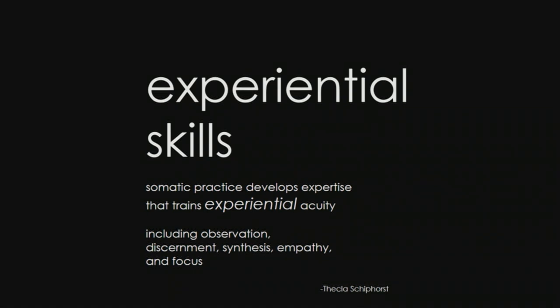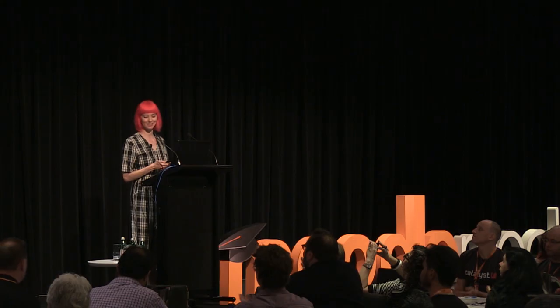So just to end, I'm writing a book with Tekla Shipost, and it's around this idea of experience as skill. The fact that we have experiences, but we can also, through these kinds of practices, develop experiential acuity. That's going back to some of the things I mentioned before, that we actually can train our observational skills, how we discern the world, our focus, and how we can synthesize those various perspectives across first person, observer, and machine, and also cultivate some sort of empathic relationship with the world around us. Okay, I'll leave it there. Thank you very much. Any questions?